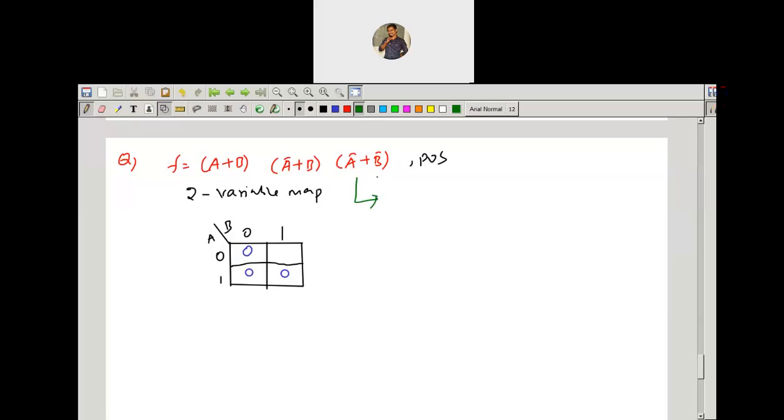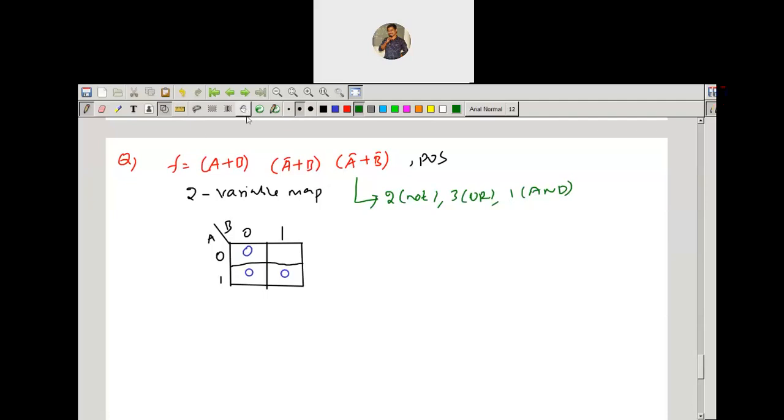You can observe in the question, to implement the given expression, you require two NOT gates, three AND gates, and one OR gate. In total, you need how many gates? Six gates, right? So let me go for the simplification here.